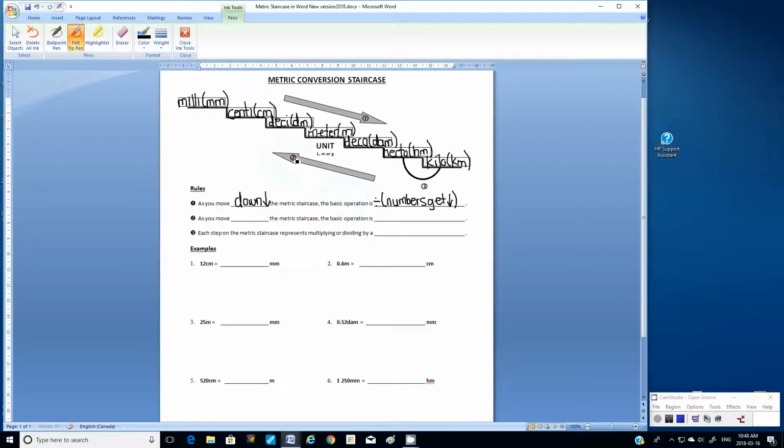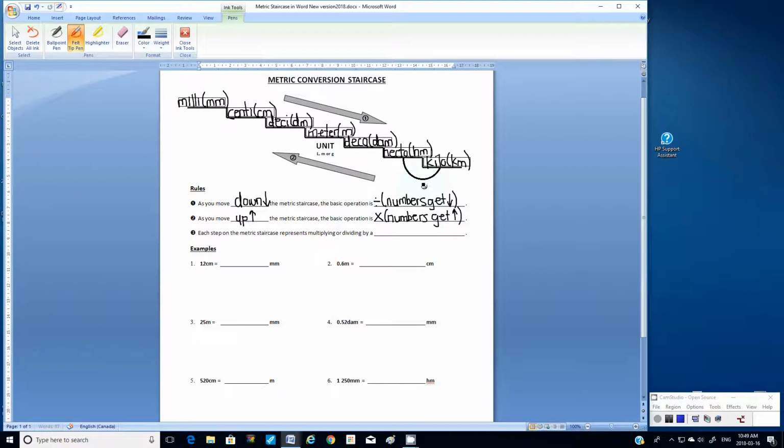Now, if we look at rule number two, there's an arrow marked with a number 2. As we move up the metric staircase, the basic operation is going to be opposite. So it's going to be multiplication. And as we multiply, we know that numbers get larger.